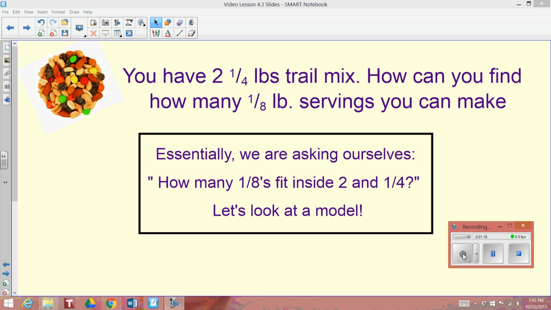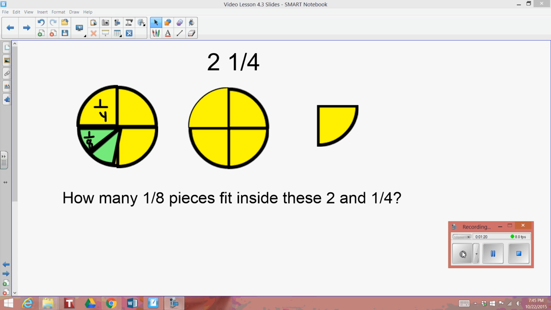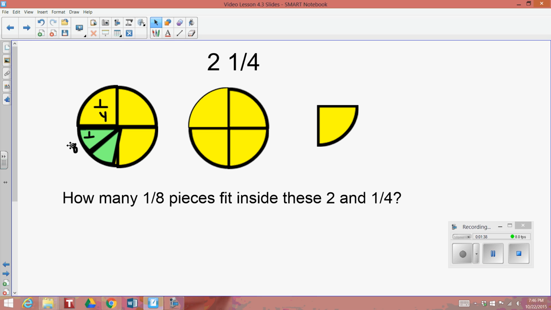Well, let's look at a model, because we can use a model to figure this out. In front of you, you can see 2 wholes and 1/4. The wholes are made up of fourths, and there's 4 fourths that make up a whole. And here I have 2 1/4. So this 2 1/4 is my trail mix. I want to take the 2 1/4 and divide it into these 1/8 pieces. So how many 1/8 pieces fit inside 2 1/4? Well, I've noticed that 1/4 makes up 2/8. I'm even going to write that. 1/4 is equivalent to 2 of those 1/8 pieces.